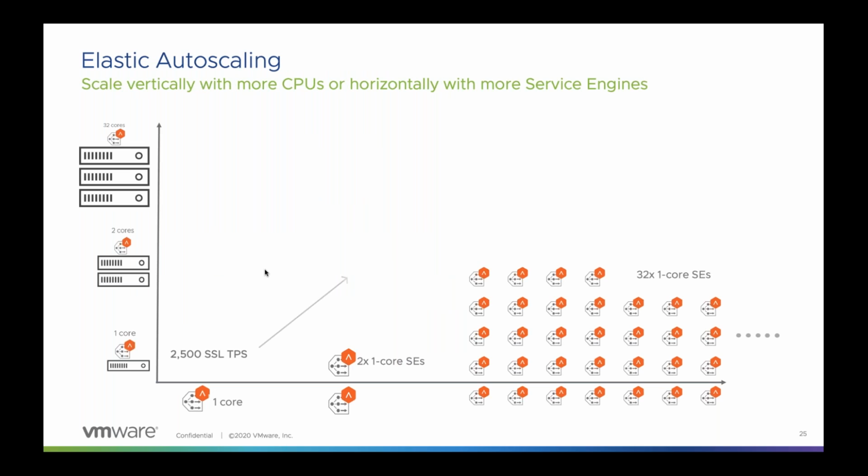With respect to scale, Avi allows users to scale up the SEs as well as scale out the SEs. That is, both horizontal and vertical scaling is supported. So just a single core of the service engine can handle 2,500 SSL TPS, and users can scale this vertically to larger servers and have greater performance that way, or they can keep the SE footprint low but scale out or scale horizontally to multiple service engines and gain more performance that way.